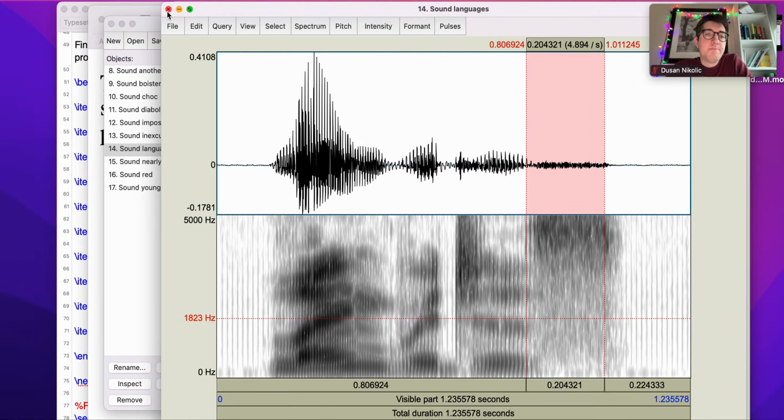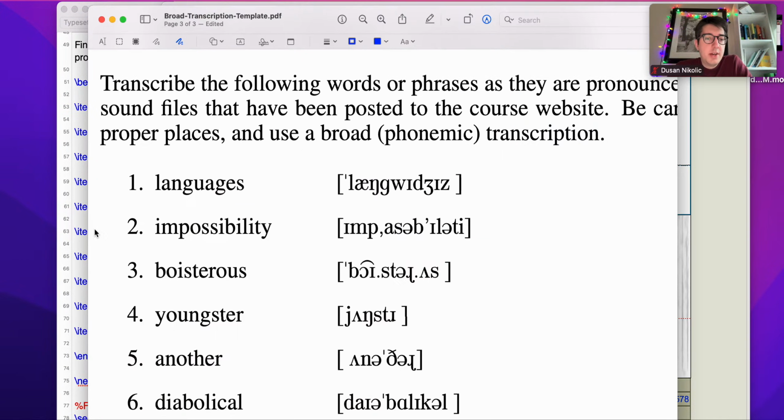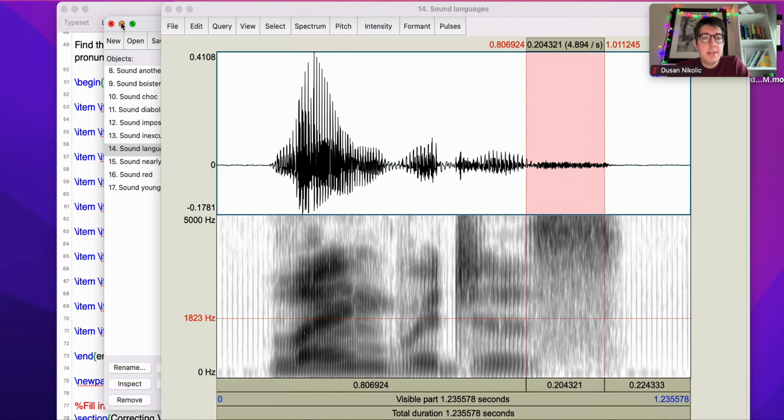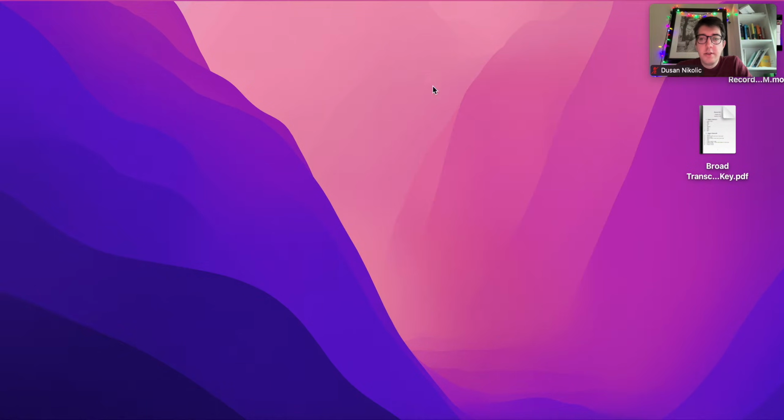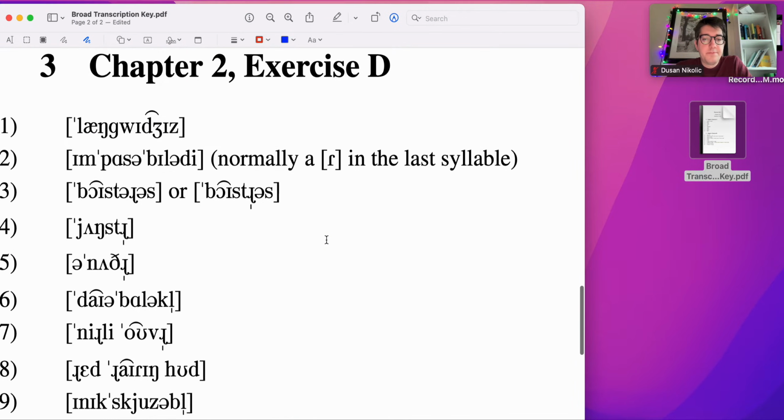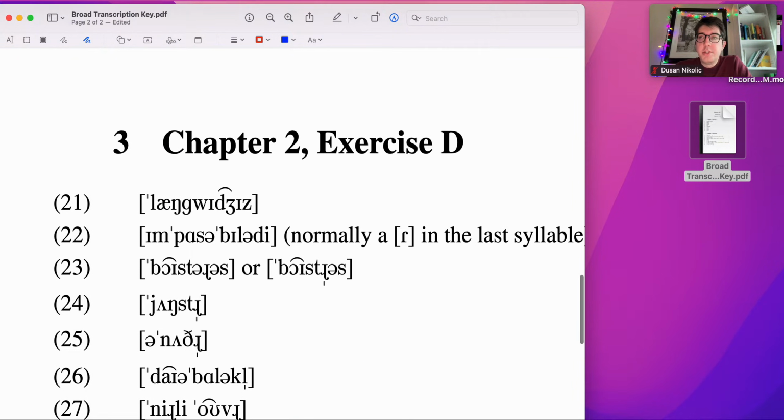So for this one, we have this kind of transcription, and I am happy with it. Generally happy, as it is a broad transcription. I'm okay with it. Languages. Our key says, let's see what our key says, but I might consider some differences there. Let me open it up. Languages, right?